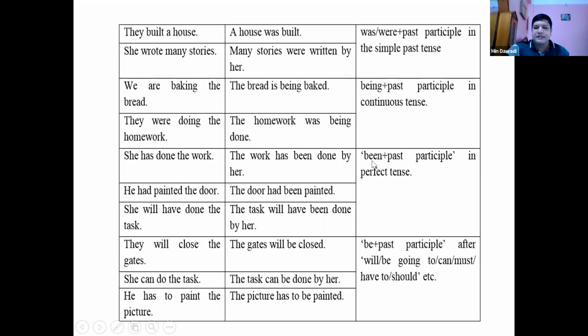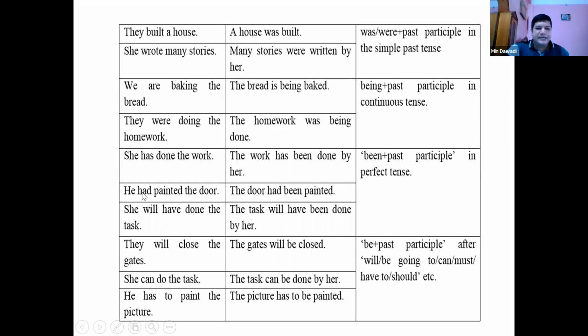Has, have, been. Been plus past participle. In perfect tense, we use been plus verb 3. In continuous tense, we use being plus verb 3. In simple tense, we use is, am, was, were plus verb 3.